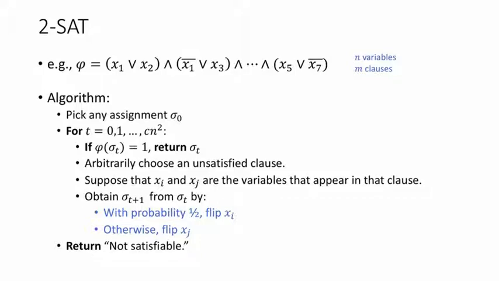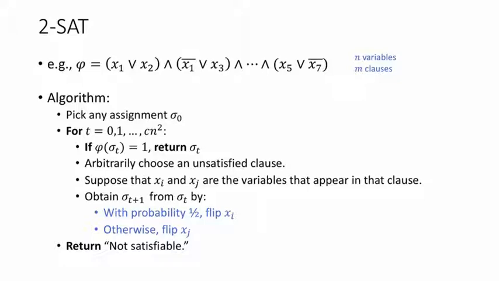So here's the algorithm. First, we're going to pick any assignment sigma naught to be our starting assignment. Doesn't matter which. Then, for t equals 0, 1 up to c times n squared, where c is some constant, we're going to do the following. First, we'll check to see if our current assignment satisfies phi. If so, we'll just return it. In that case, phi is satisfiable, and we know because we've found a satisfying assignment.